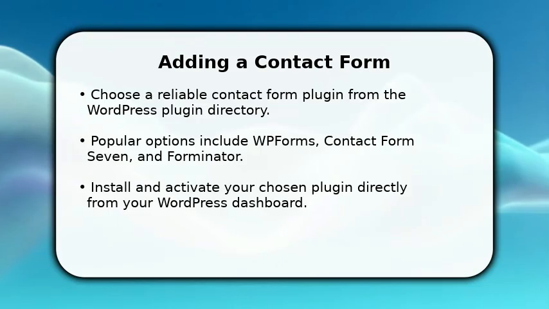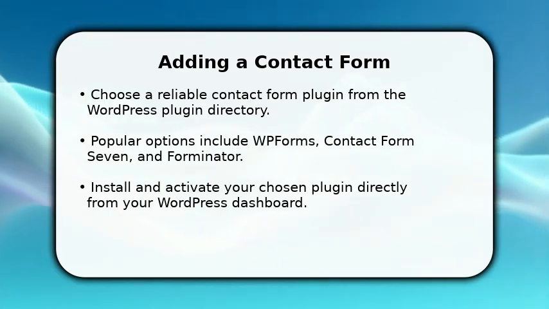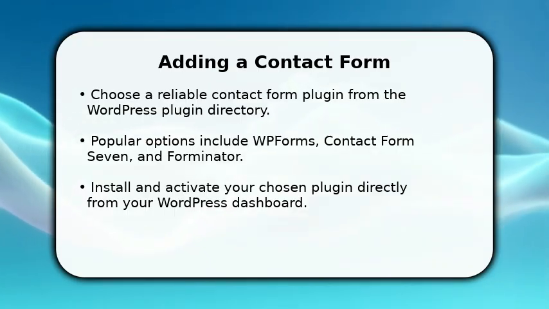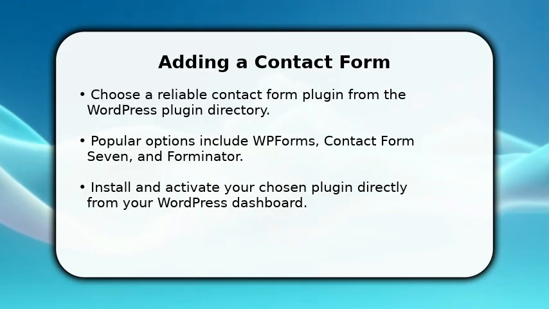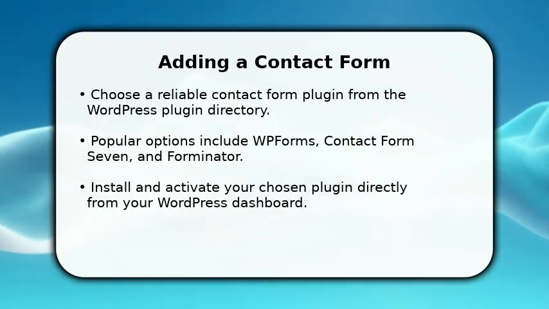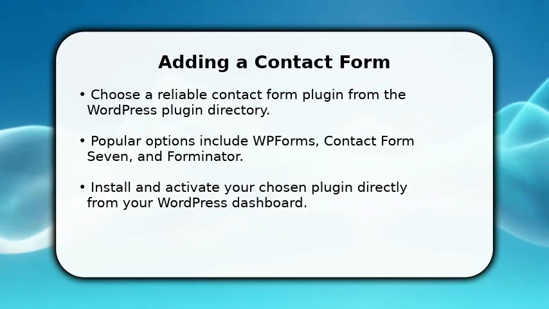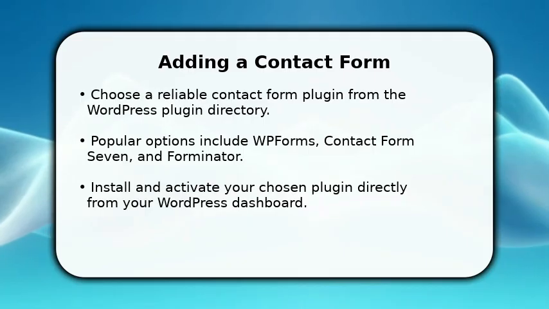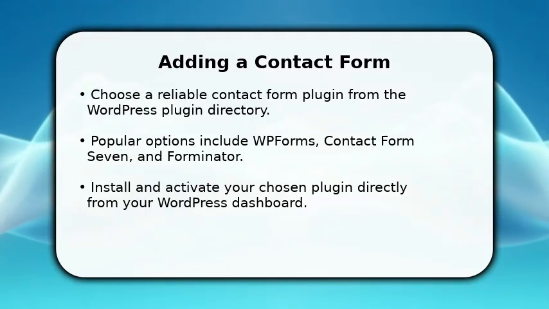In this video, I will explain how to add a contact form in WordPress. First, you'll need to select a reliable plugin. Head over to your WordPress dashboard, navigate to the Plugins section, and click Add New. Search for popular options like WP Forms, Contact Form 7, or Forminator. Once you've chosen one, install and activate it with just a few clicks. This initial step is crucial for setting up your communication channel effectively.